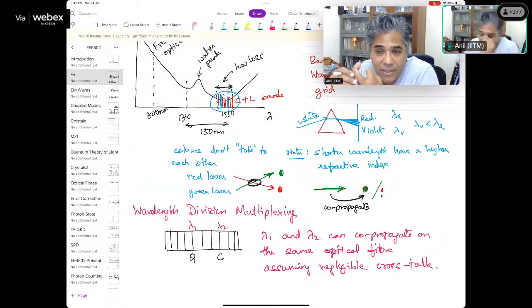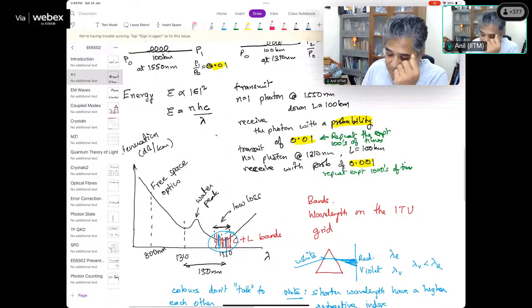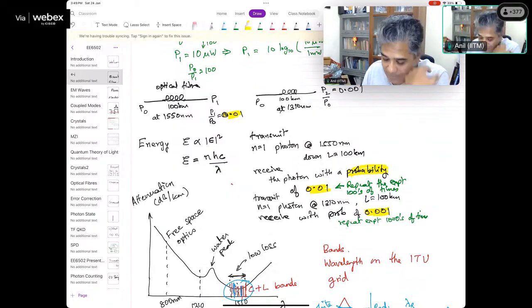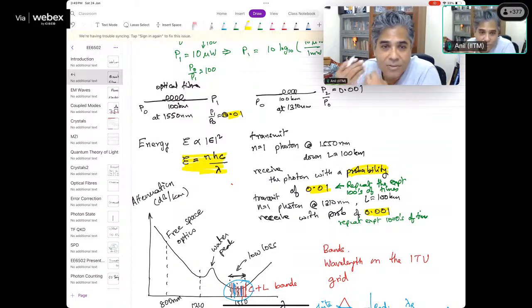I had actually introduced it up here, where I said E is equal to nhc by lambda. This concept is a concept of quantum optics, right? It says that I have one quanta of light at wavelength 1550 nanometers, and I'm calculating its energy as hc by lambda. If I have more such photons, then I will get a total energy of nhc by lambda.